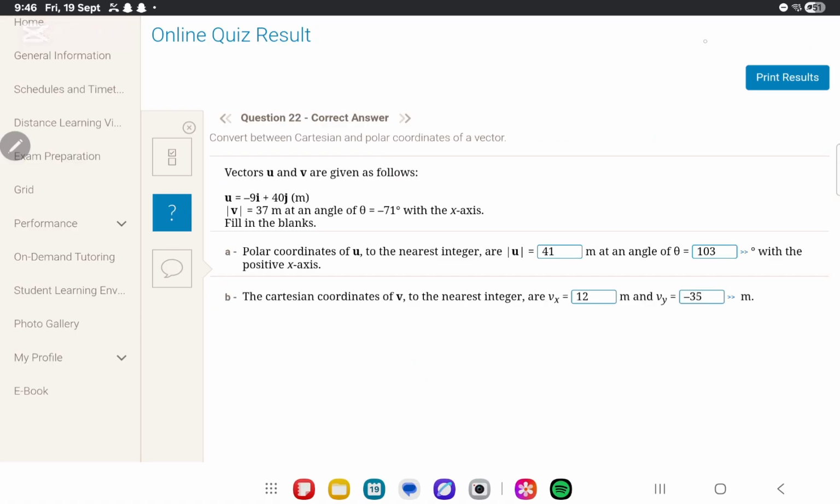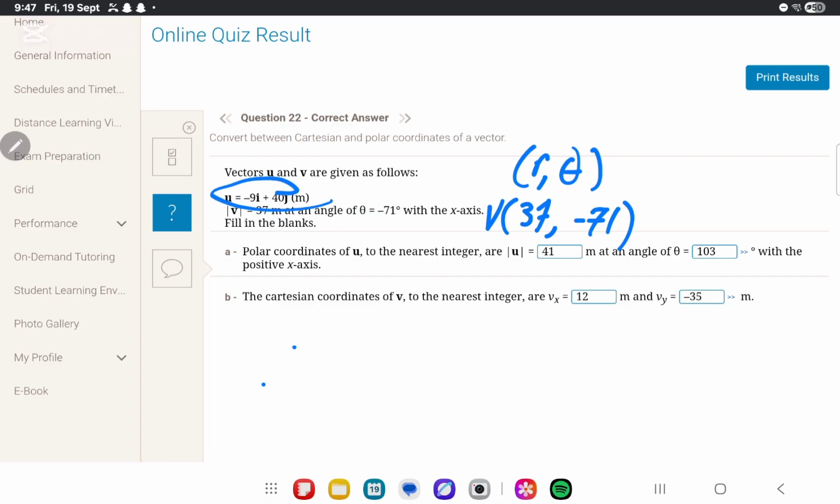Question 22. Vectors u and v are given as follows. u is negative 9i plus 40j. The magnitude of v equals 37 meters at negative 71 degrees. Okay, so the polar coordinates are expressed again as r comma theta. We have r, we have theta. So 37 comma negative 71. Now, polar coordinates of u. So this is v. Let's keep this down. For the polar coordinates of u, we're going to have to change this to polar.